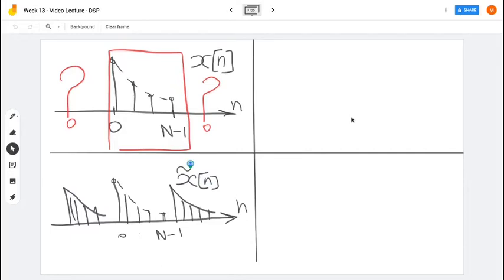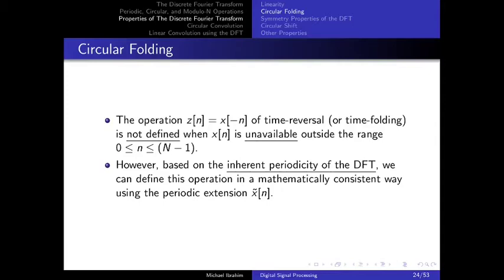So if you want to perform any property, first you have to deal with the periodicity, either by getting x tilde of n or x tilde of k, the periodic extension, or by using the modulo operation, or by using a circular mapping on a circle. However, based on the inherent periodicity of the DFT, we can define the time reversal operation in a mathematically consistent way by using the periodic extension x tilde of n.